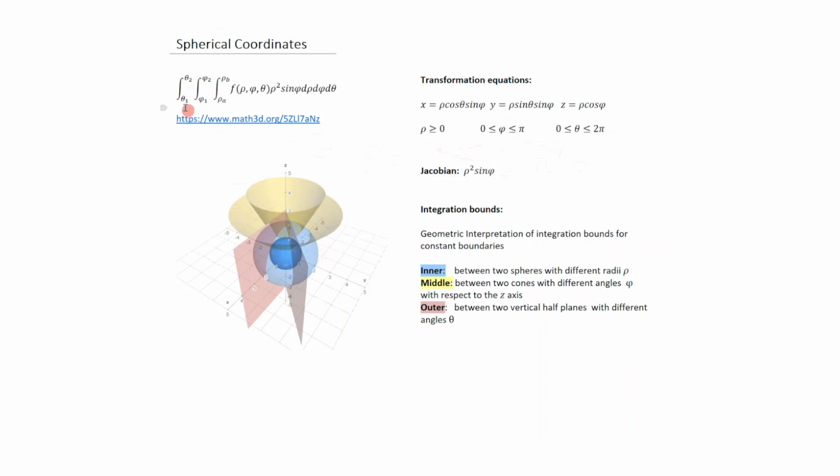Lastly, you have theta. Theta is just a vertical half plane, and the orientation of this half plane changes depending on the value of theta. So these are the surfaces, two for each variable. The domain of interest is the intersection set between these six surfaces. The Jacobian is this term that you see here: rho squared sine phi. So this is the way we would typically set it up if we're dealing with constant limits.